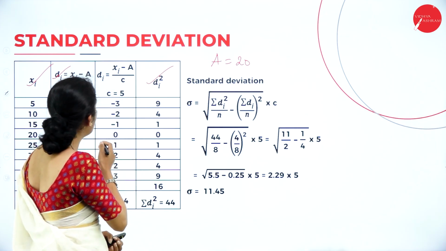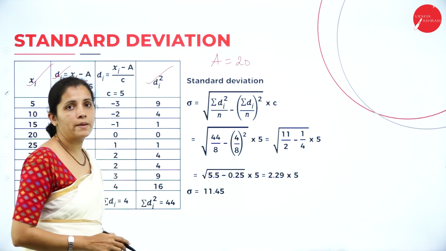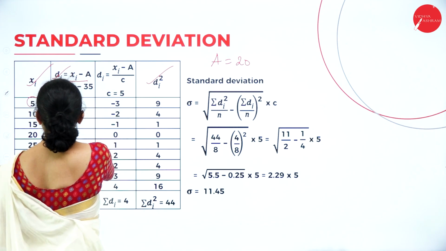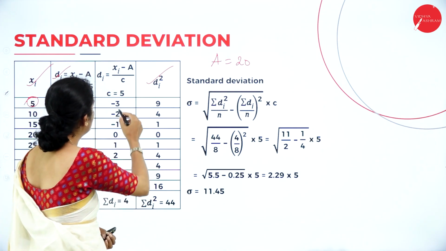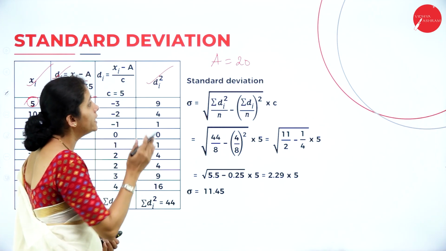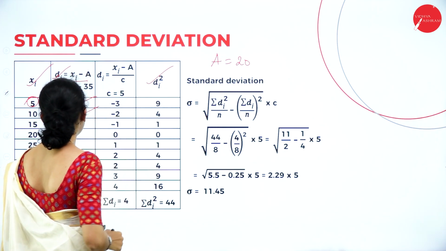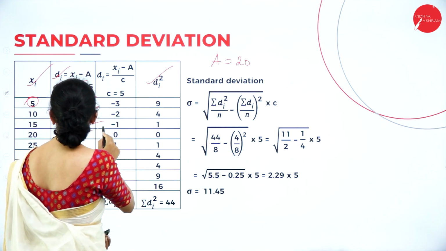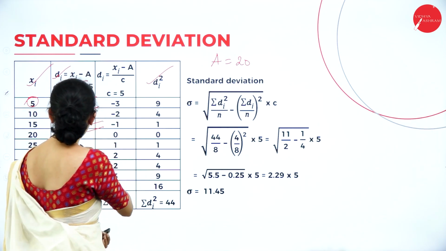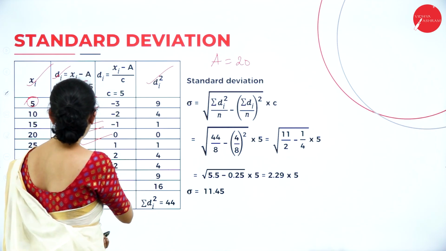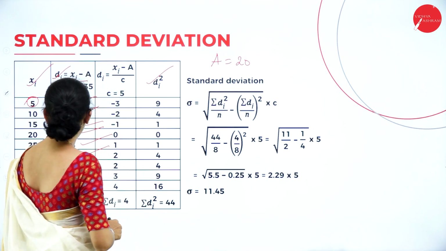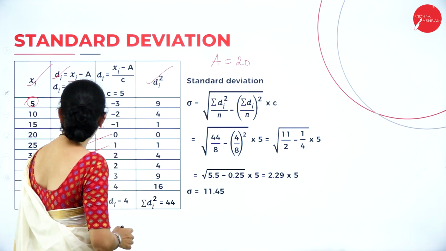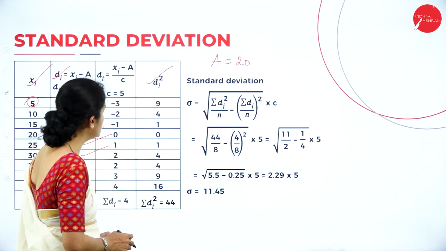Now, to find di, I have the formula xi minus A, and A is 20. So here xi is 5; 5 minus 20 gives minus 15. Then 10 minus 20 is minus 10. 15 minus 20 is minus 5. 20 minus 20 is 0. 25 minus 20 is 5. 30 minus 20 is 10. 35 minus 20 is 15. Then 40 minus 20 is 20.